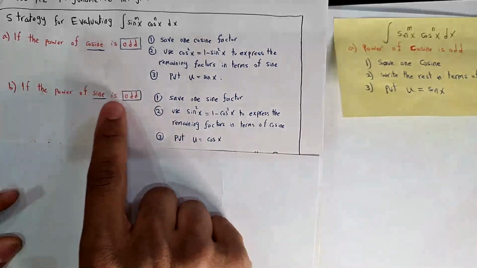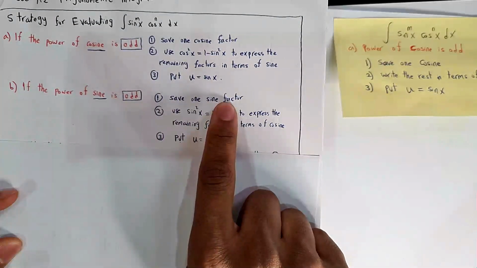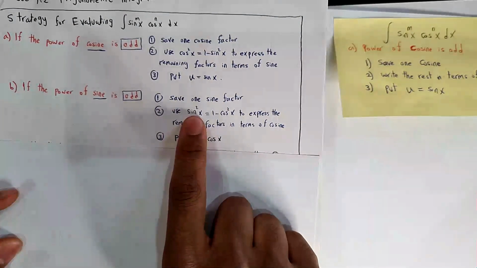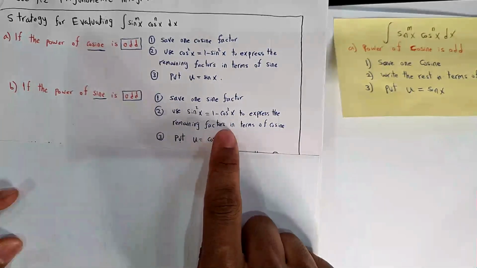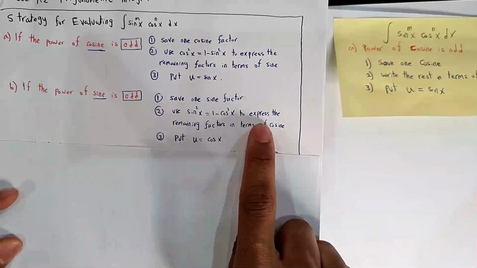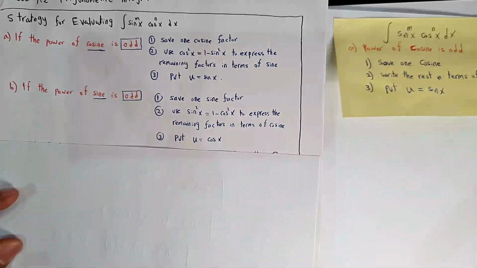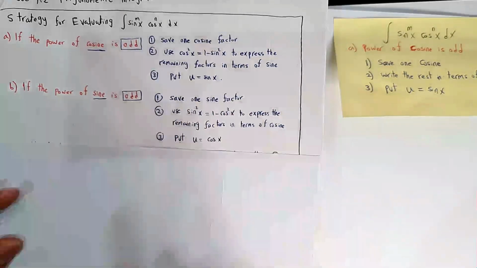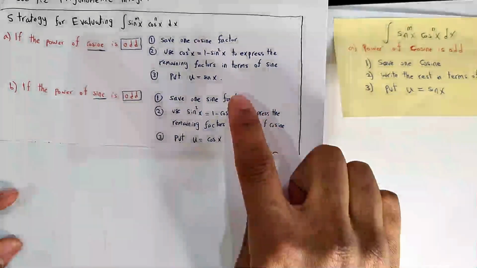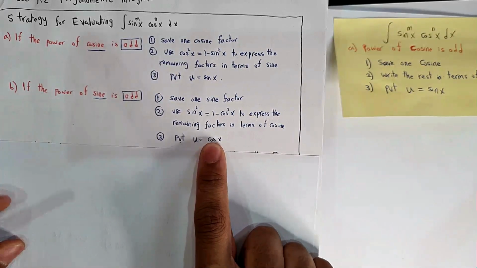If the power of sine is odd, it is similar to this. You need to save one sine factor. Then you need to use this identity, sine square equals 1 minus cosine square, to express the remaining factors in terms of cosine. Why did we do this? Because I am looking for the substitution u equal to cosine x. I summarize again. If you take the sine factor outside, then this is your derivative. What is your original function? It is u equal cosine x, and this is your substitution.